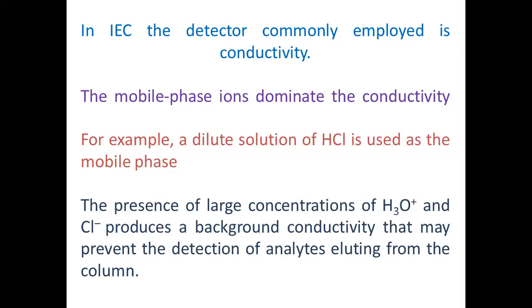Hydrochloric acid is a strong electrolyte, and it is also a responsible species for resulting electrical conductivity. So whatever the detector giving the electrical conductivity, that is not only for the solutes, ionic solutes, but also for hydrogen ion and chloride ion. So this background electrical conductivity of hydrogen ion or chloride ion must be suppressed. The presence of large concentrations of hydronium ion, that is hydrogen ion, and chloride produces electrical conductivity that is called as background electrical conductivity. And this maximally prevents the separation of the analytes by means of electrical conductivity detector.